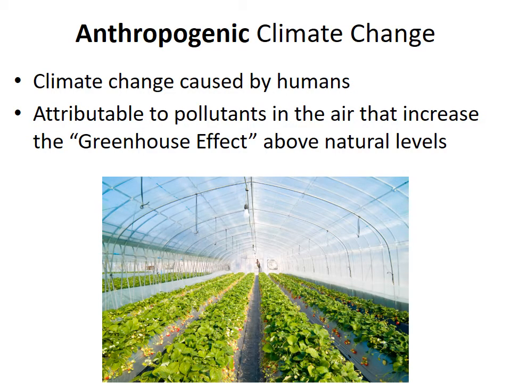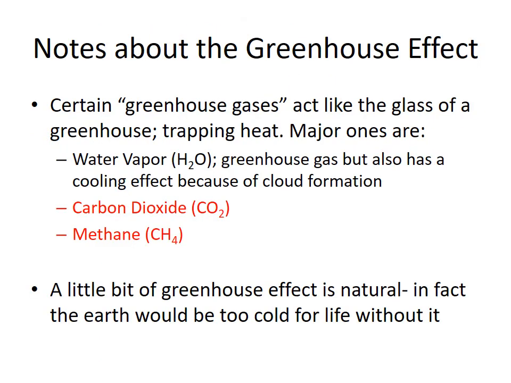All right, so how does this relate to humans? Anthropogenic means caused by humans, and so anthropogenic climate change is attributable to pollutants in the air that increase the greenhouse effect above natural levels. So it's sort of like we're adding more glass panels to the greenhouse that is the Earth. There are a couple of important things to note about this greenhouse effect. The first is, what are those things, the greenhouse gases, that are functioning like additional glass panels on the greenhouse?